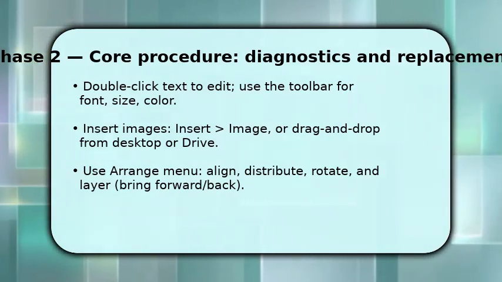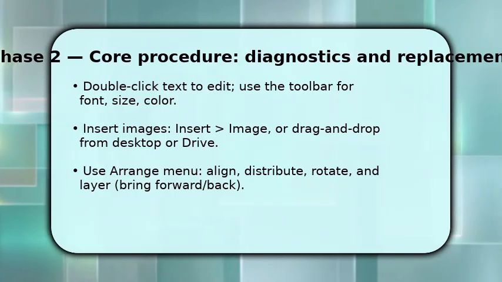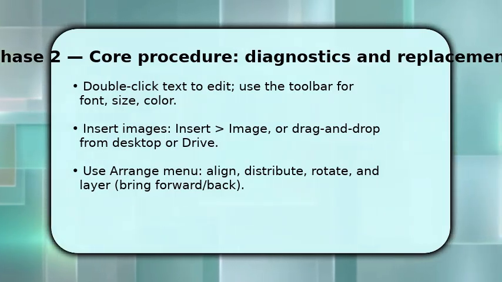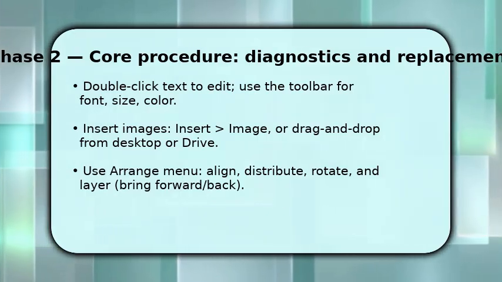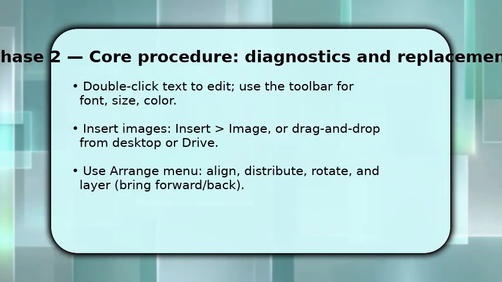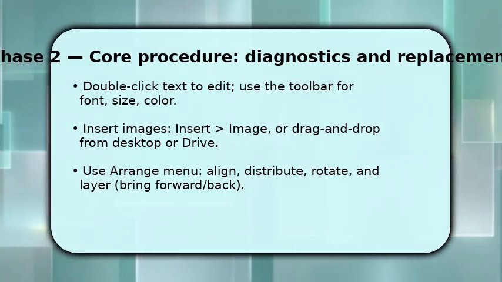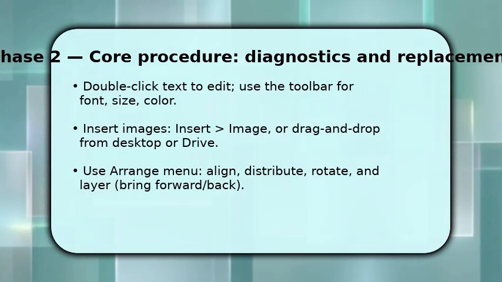You edit text by double-clicking and using the toolbar to set font, size, color, and spacing so your message reads clearly. For visuals, insert images via Insert Image or drag files in from Drive. Make sure to crop and use the mask tool for consistent shapes.